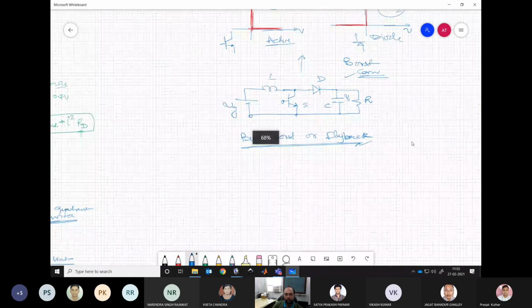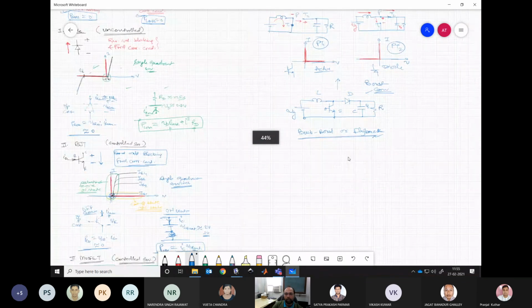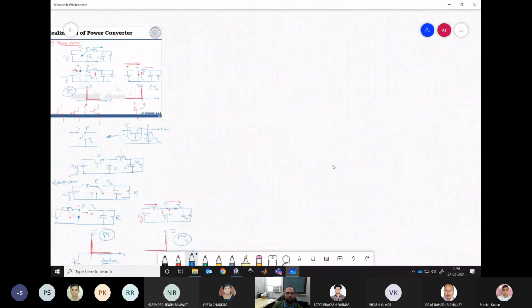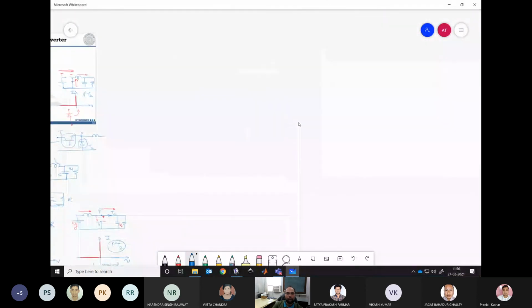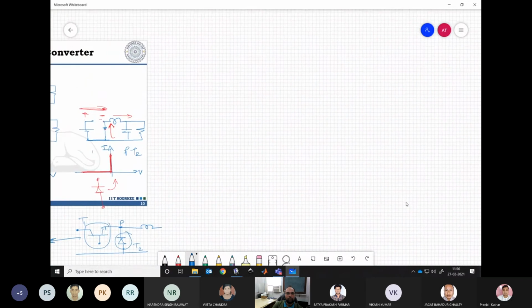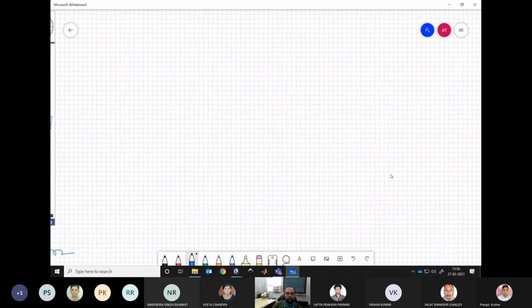Good. So with this, we have completed all three aspects of our DC motor drive. We have analyzed the load characteristics, we have done the controller design, and we have done the power converter design. So all three aspects we have completed for the DC-DC converter and the DC-DC converter fed motor drive.